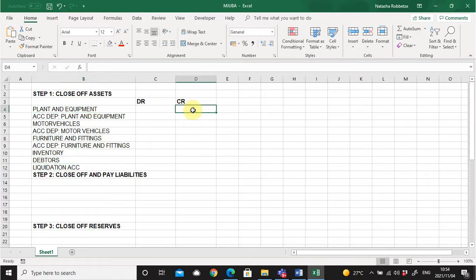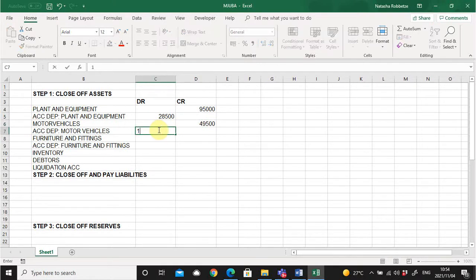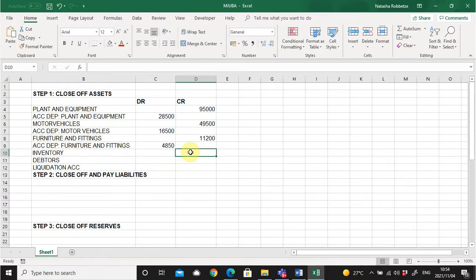So for the plant and equipment, we're going to close off 95,000 with accumulated depreciation of 28,500. I'm just literally taking the totals from the balance sheet, or the statement of financial position. Then 49,500 and the accumulated 16,500. Then there is 11,200 for the fittings and furniture, and there is 4,850 accumulated depreciation on the furniture and fittings. The inventory was a total of 109,000, and the debtors was a total of 77,000.